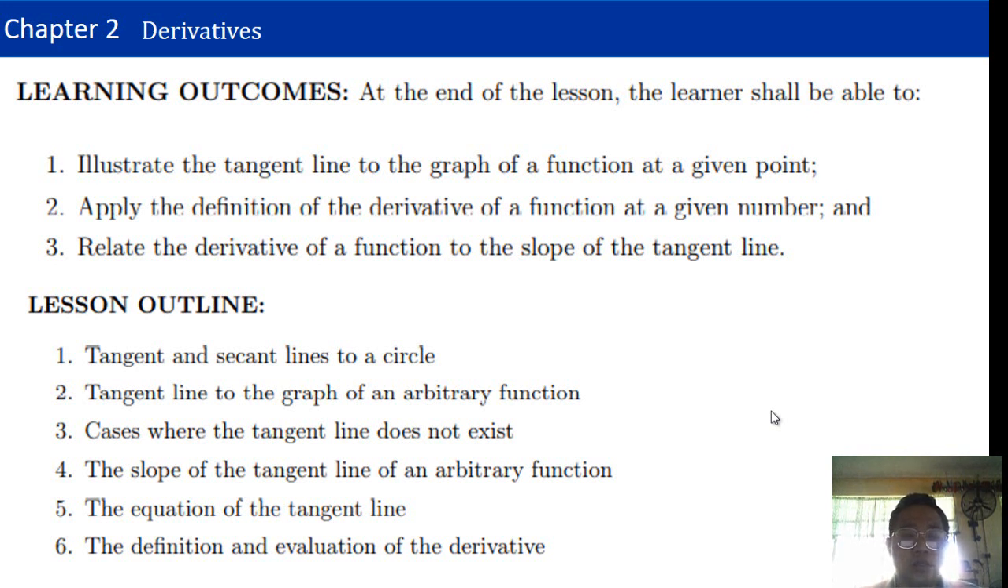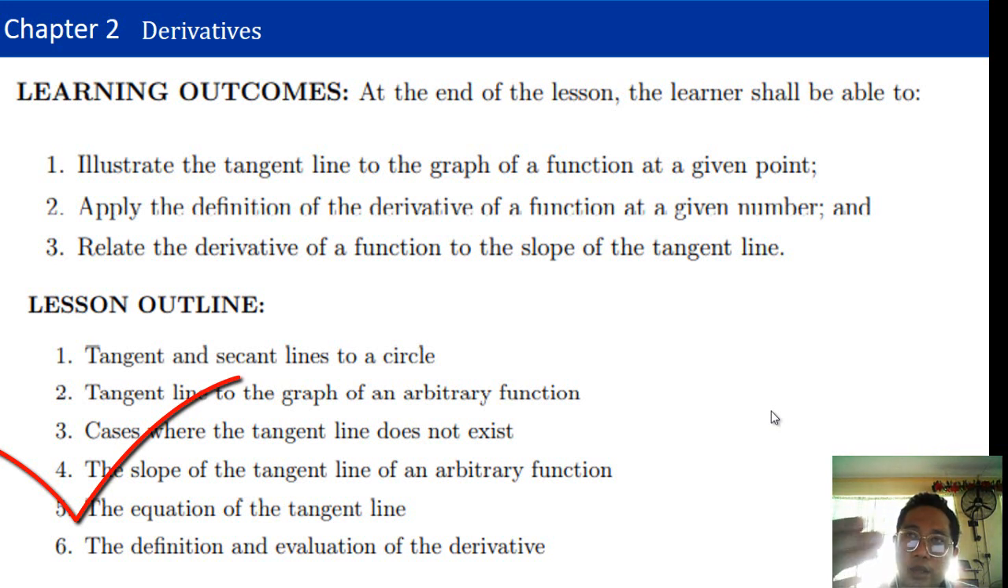So it means the derivative has 5 requirements. The first one is we need to identify what type of function do we have. And the second is we're going to find the point in that function or in that curve. And the third is hanapin natin yung line that is tangent to that point. And we are going to find the equation of the tangent line.